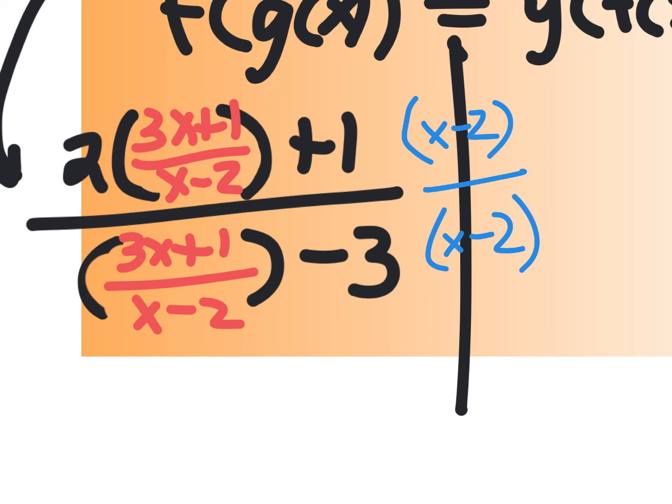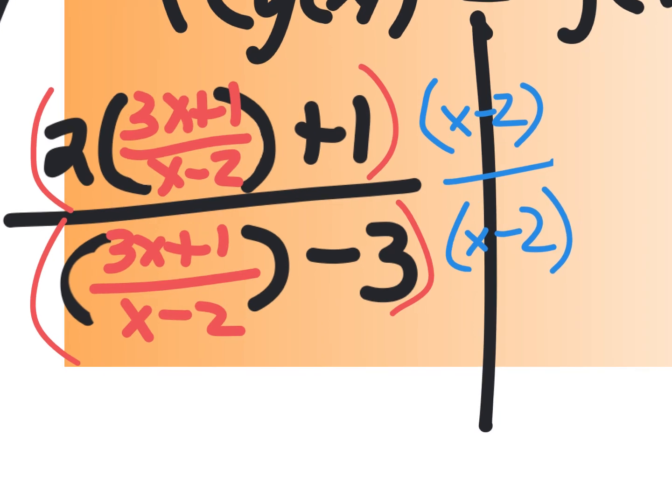Now, I'm going to also put in red some implied parentheses that some kids still don't know exist. Whenever you have a big fraction, you have parentheses around the top and the bottom of that big fraction.